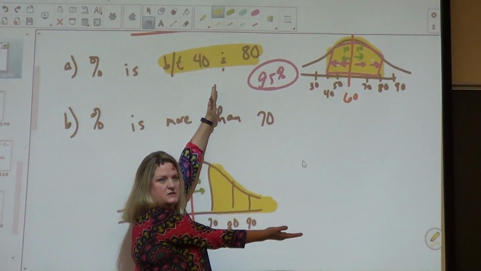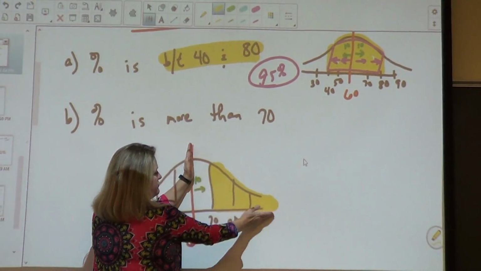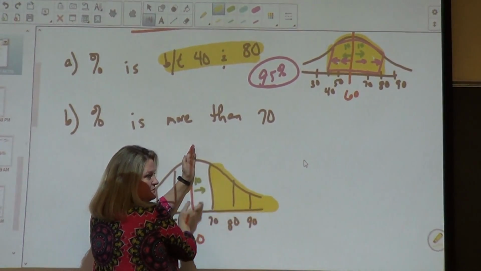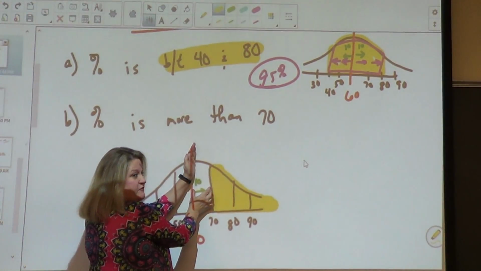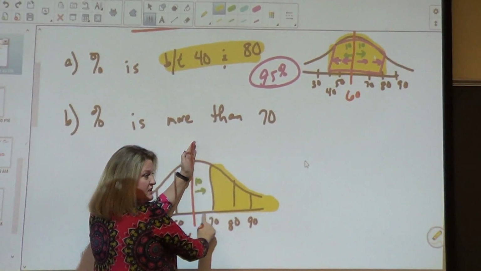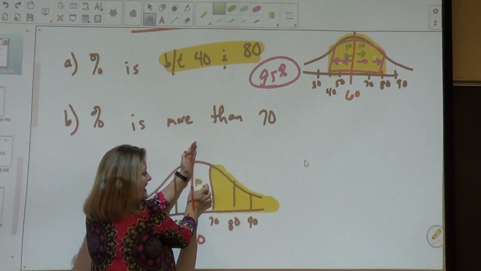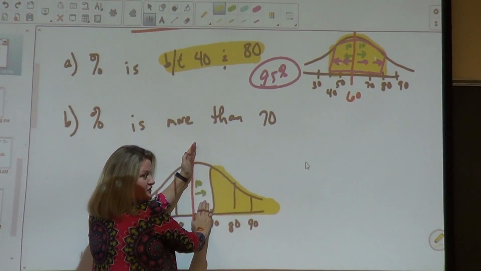50%. So I know that I can get rid of all this, and I know that this piece is 50%. What was this piece? 34. So it's a 50 minus a 34.